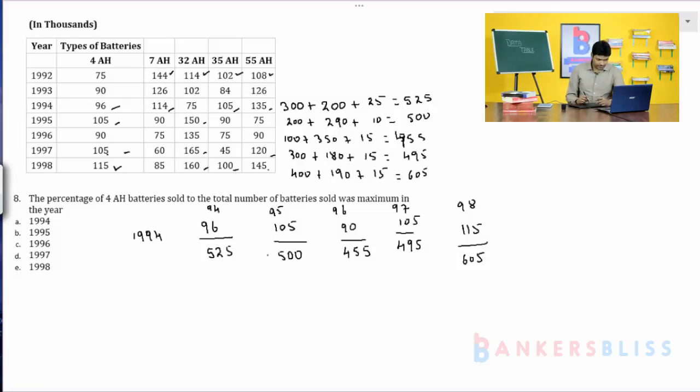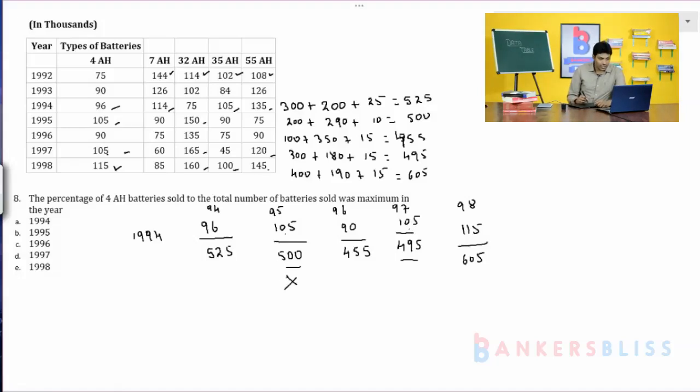Okay, see here, you observe properly, the numerator is 105, the numerators are same, but the denominator here is 500, here it is 495. So among the two, which is the lower one? 495 is the lower one. Therefore for 1997, 105 by 495 is greater than 105 by 500. Why? These things we have already discussed in the concept called fractions. So 105 divided by 495 is the greater one, so this cannot be the answer.